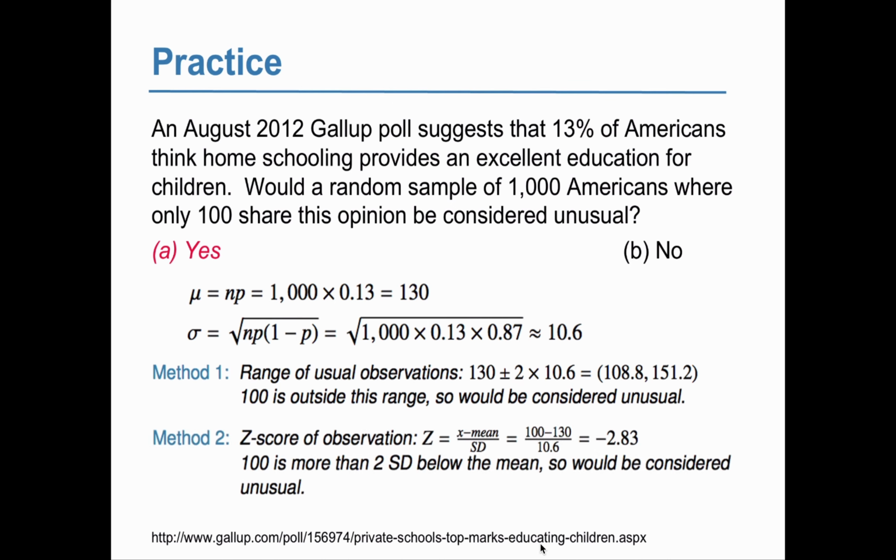We can also use the z-score, right? Remember, all distributions have a z-score. It's the number minus the mean over the standard deviation. And so that will tell us that it's more than 2 standard deviations below the mean, and that would be considered unusual.